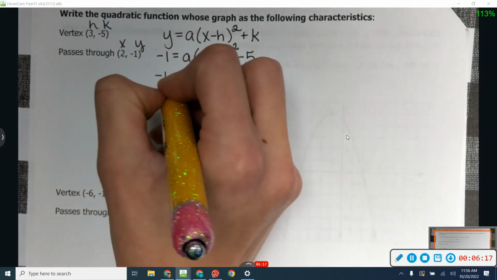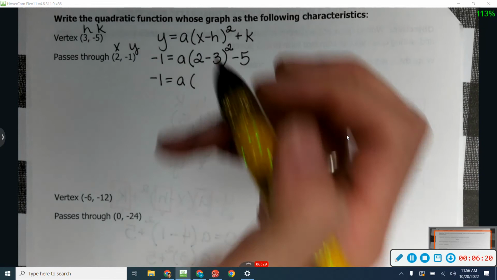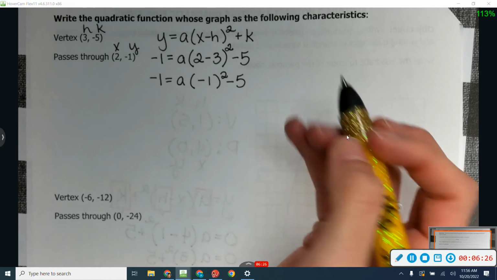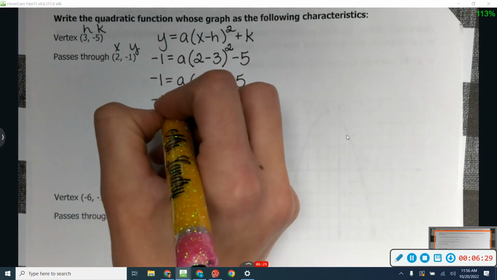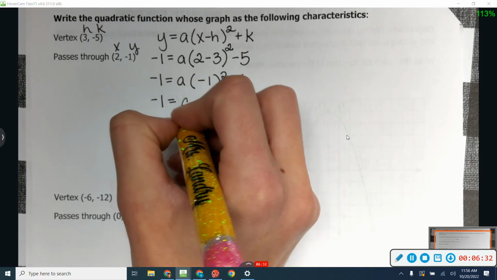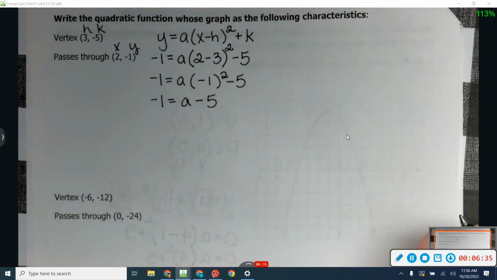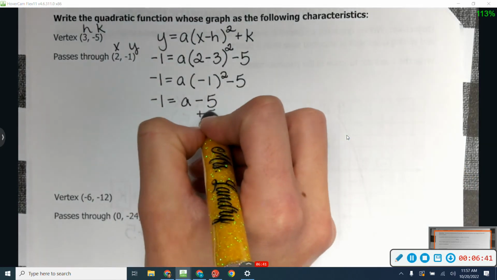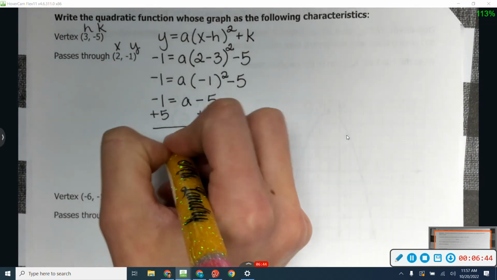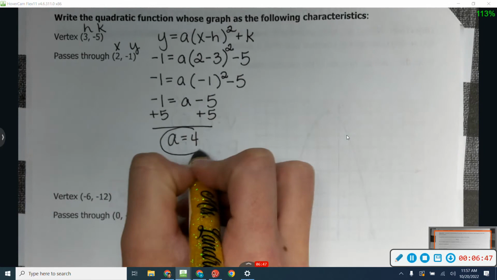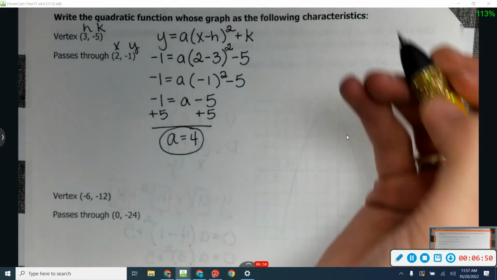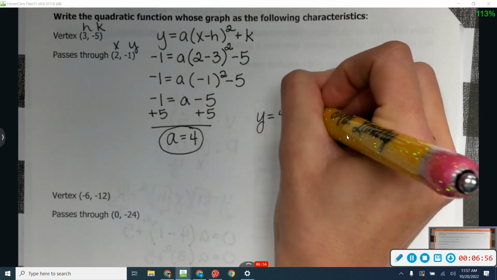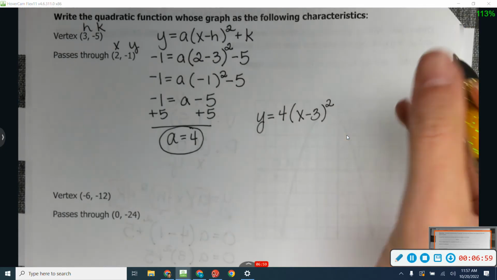So then I've got negative 1 is equal to a times (2 minus 3, which is negative 1) squared, minus 5. So negative 1 squared is 1, so 1a. I don't really have to write the 1, it's just a, minus 5. So then what do I do? Add your 5, and a is equal to 4. So then I do my final equation: y is equal to 4 times (x minus 3) squared minus 5.